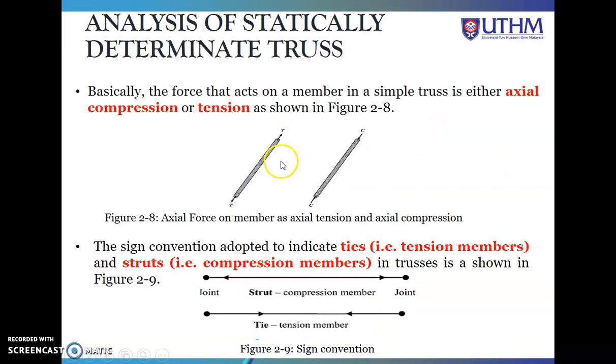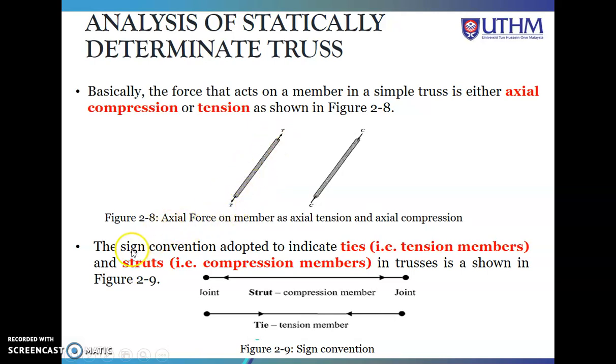So, the analysis of statically determinate trusses. Basically, the force that acts on a member in a simple truss is either axial compression or tension. So maksudnya dekat trusses memang dekat member dia hanya akan acting sebagai tension or compression. So kalau tension maksudnya dia akan keluar.